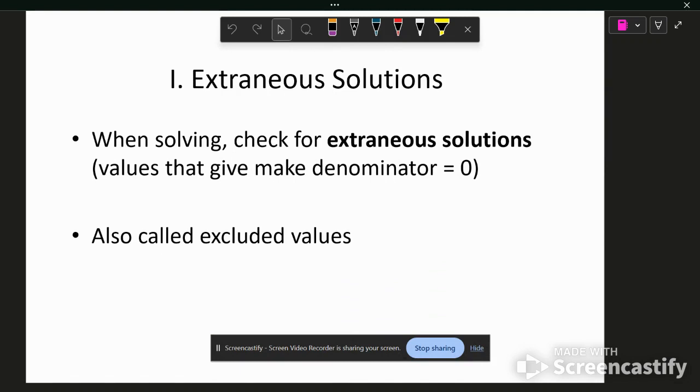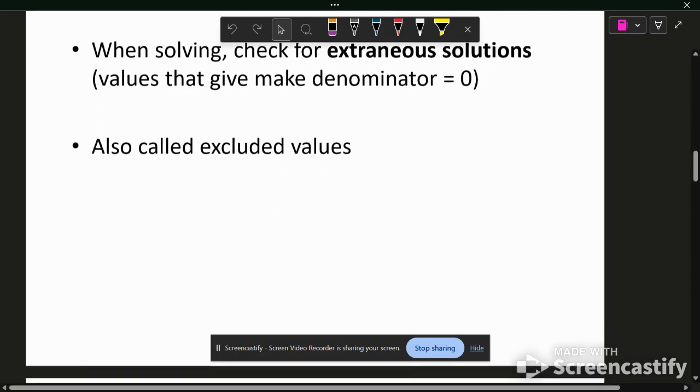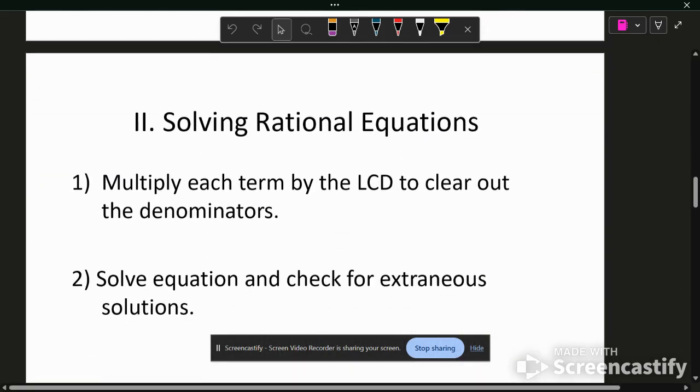Extraneous solutions is something that you want to just keep a note of: if you get a number that'll make your denominator 0 and it's your solution, it's no longer a solution. We call it an extraneous solution. It just means it's a solution that you got that doesn't actually work in the equation. It's also called an excluded value.